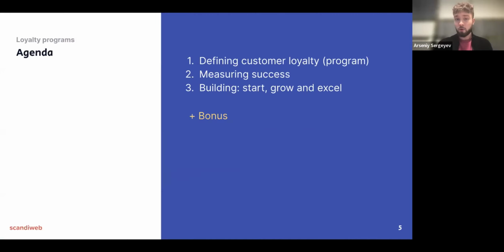In terms of agenda, formally, we'll have 3 parts and a bonus part, but basically the first will be about defining customer loyalty and loyalty programs, right? What that is, what that implies, what's important for users there. Then we'll also talk about how to measure success of the loyalty program and also its impact on the business overall within the broader context. And we'll also talk in the third part about building your customer loyalty program, basically how you start and/or grow and excel, right? So it's about whether you have a program and you want to step it up, or how do you start thinking about it.